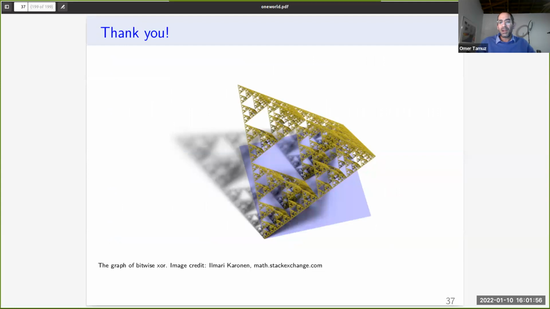I didn't have time to talk about why this fractal comes into play in this work, but it turns out that it does in some of our proofs, but I'll be glad to discuss this in the time that we have now for those who want to stay.